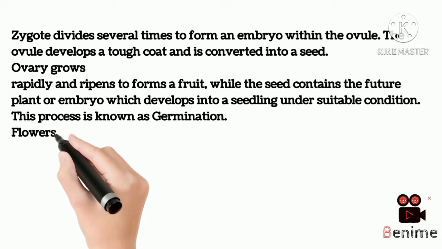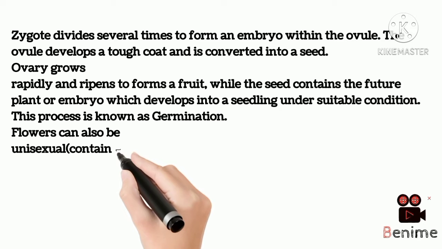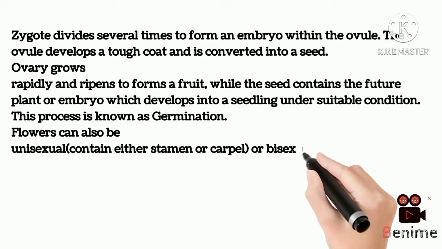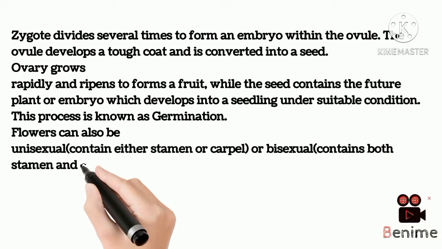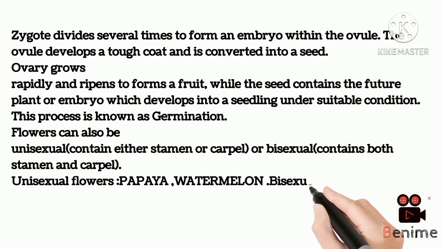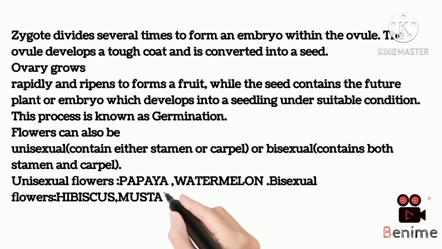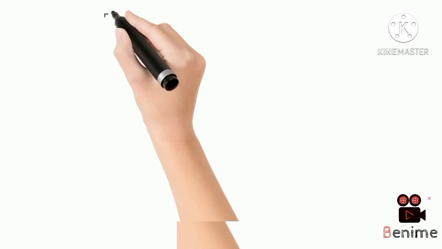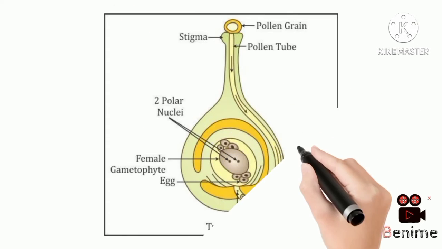Flowers can also be unisexual, containing either stamen or carpel, or bisexual, containing both stamen and carpel. Unisexual flowers: papaya, watermelon. Bisexual flowers: hibiscus, mustard. The image of double fertilization is shown below.